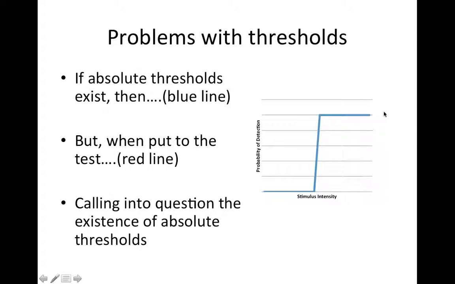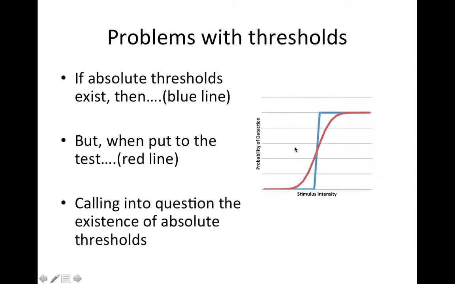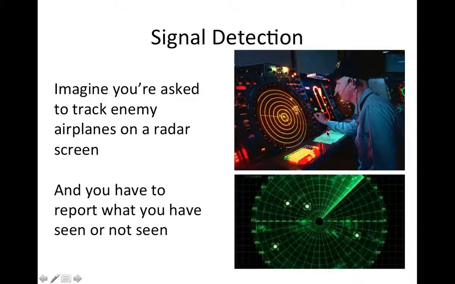But when we put these questions to the test, what we found was that the detection function was much smoother. As the stimulus intensity increased, people were like, well, maybe it's there, yeah, I think I see it, yep, it's there. So this function called into question the existence of absolute thresholds, because if there were absolute thresholds, we would see a blue function, and what we actually saw in data was a red function. This led to the development of the theory of signal detection.